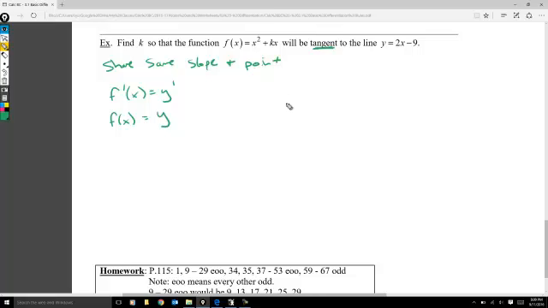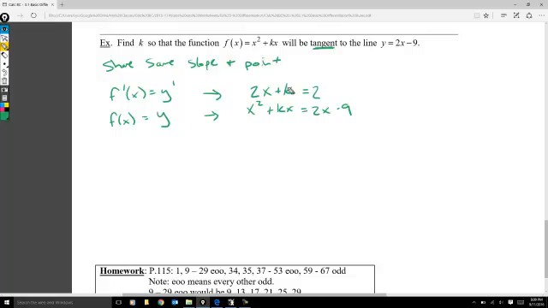All right, so let's set up some equations. First, let's set up our derivatives. So I know that f prime is going to be 2x plus k, because k is just a constant. And that has to be equal to the derivative of y, which is just 2. I also know that my functions have to be equal. So x squared plus kx has to be equal to 2x minus 9.